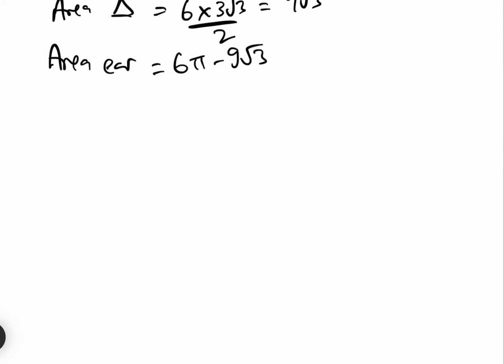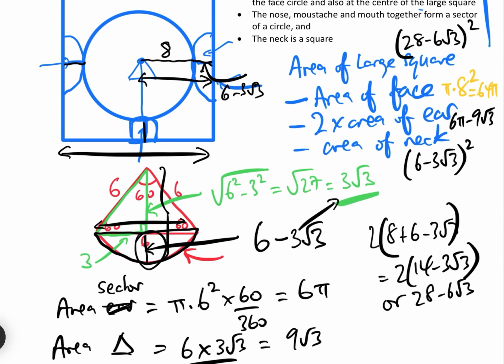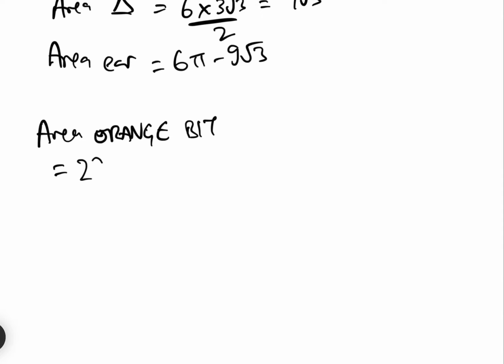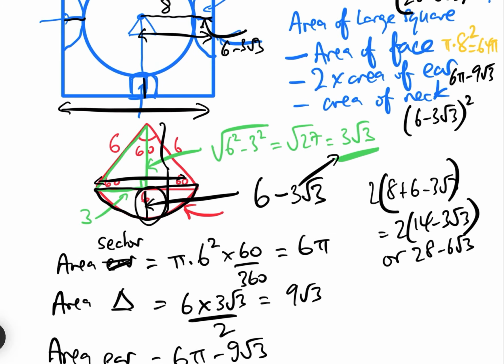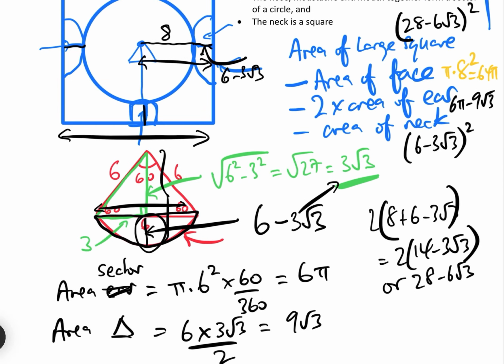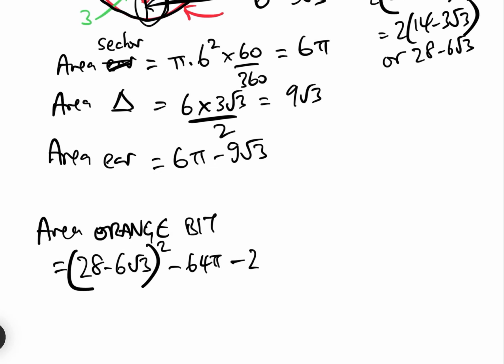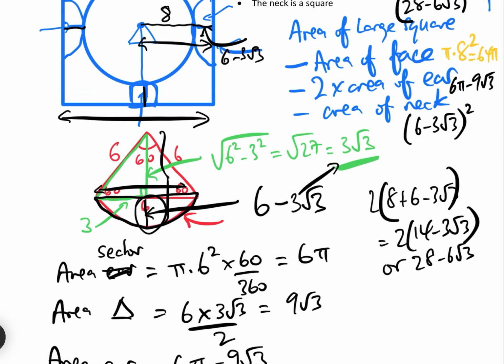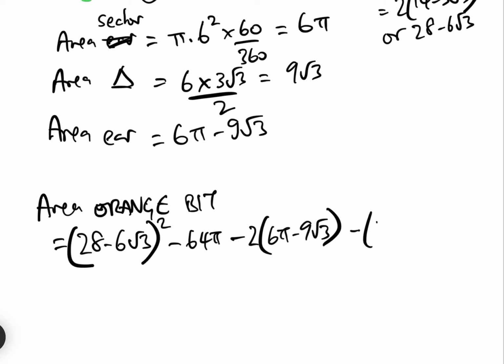So let's get a bit of space here. So therefore, the area of the orange bit equals, okay, the area of the square, let's make sure we don't make any mistakes here. The area of the square is 28 minus 6 root 3 squared. And then we've got to take away the area of the face, which is 64 pi. And then we've got to take away 2 times the area of the ear, which is 6 pi minus 9 root 3. But 2 of them, because there's 2 ears. And then we've got to take away the area of the neck, which is 6 minus 3 root 3 squared.